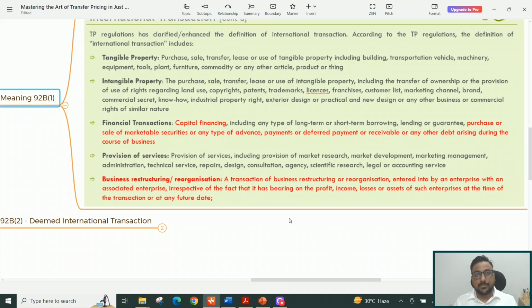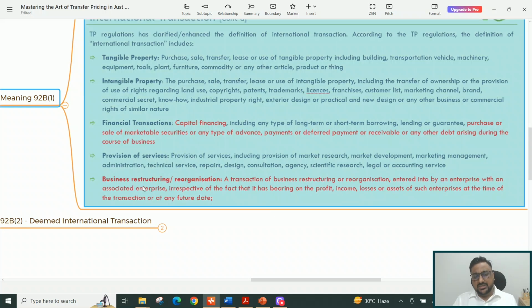I am talking about the balances which are due to pay, which are payable towards AE or which are receivable from AEs only. AE is basically associated enterprise, right? Also, I just want to draw your attention to one of the key parts of this entire definition which has been enhanced: business restructuring and reorganization. A transaction of business restructuring or reorganization entered into by an enterprise with an associated enterprise, irrespective of the fact that it has a bearing on the profit, income or losses or assets of such enterprise at the time of transaction or at any future date.